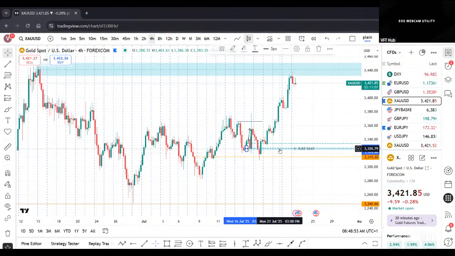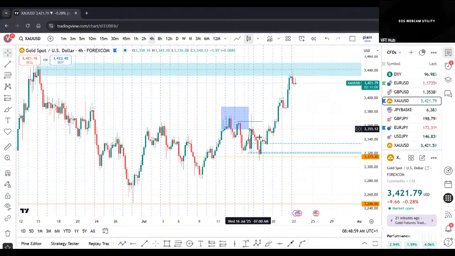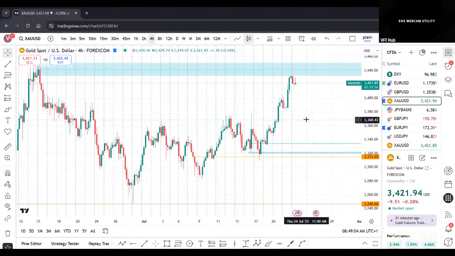Right now, I'm anticipating a gold sell all the way to around 3,320 region. So I'll be looking out for that going into the remaining parts of this week. So for gold, I'm expecting a sell because it has bought into my point of interest. And right now, I'm expecting a sell to the downside.